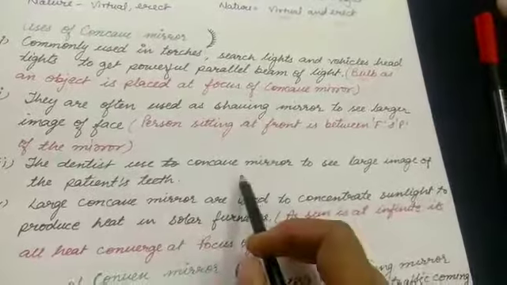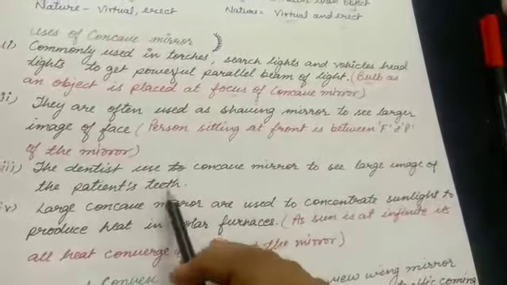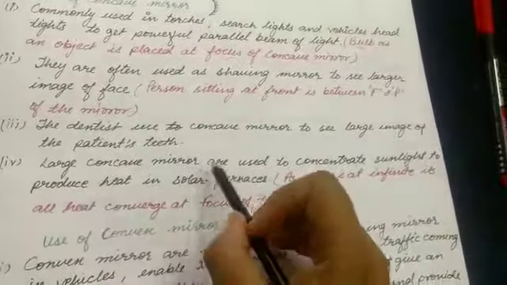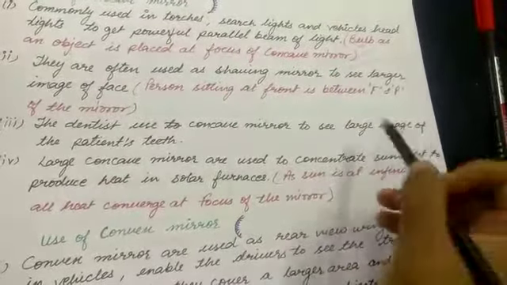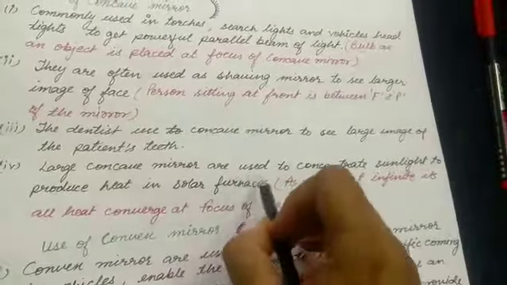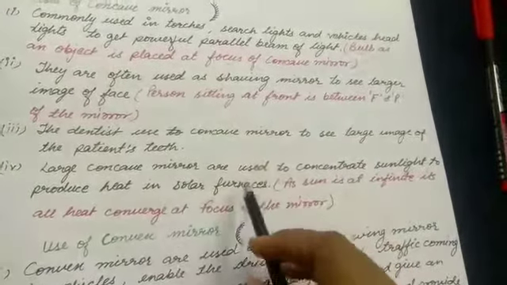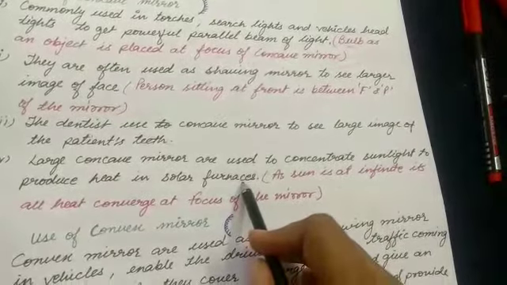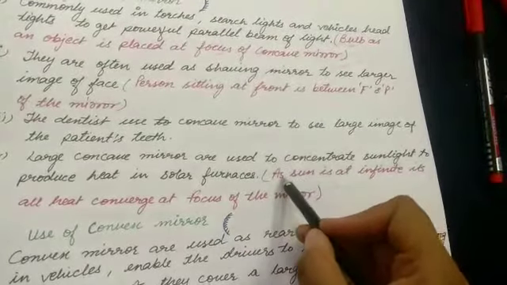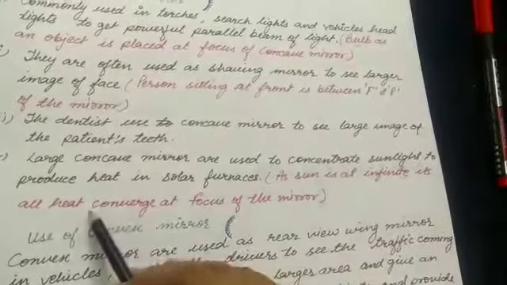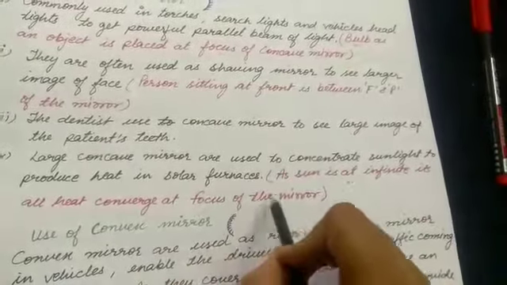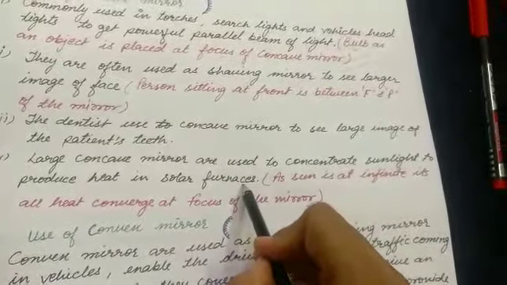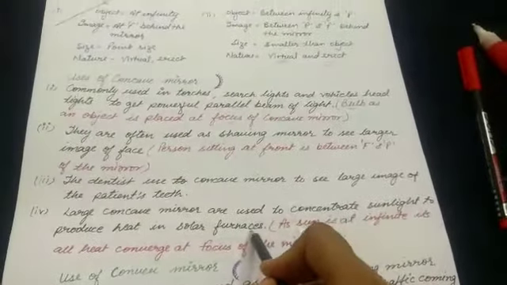A dentist uses a concave mirror to see a large image of the patient's teeth, to see the cavities and all. And the last thing, large concave mirrors are used to concentrate sunlight to produce heat in solar furnaces. Remember the first case, when the object is at infinity, all the light rays converge at a common point. So the same thing here, as the sun is at infinity, all its heat converges at the focus of the mirror, which produces very high temperature in solar furnaces. So these are the uses of concave mirror.